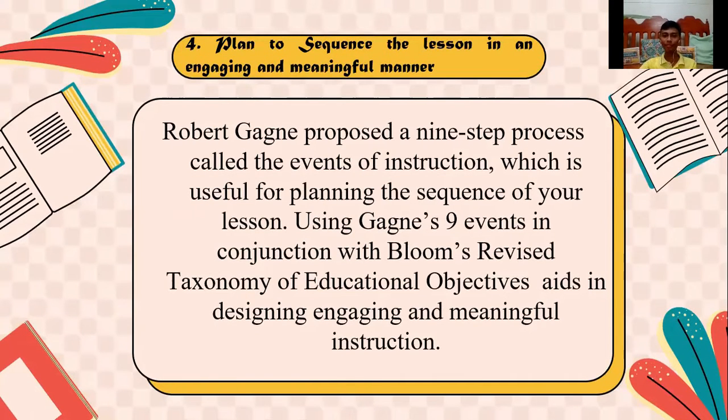Robert Gagne proposed a 9-step process called the events of instruction, which is useful for planning the sequence of your lesson. Using Gagne's 9 events in conjunction with Bloom's revised taxonomy of educational objectives aids in designing engaging and meaningful instruction. Gagne's 9 events of instruction can help us build a framework to prepare and deliver instructional content while considering and addressing conditions for learning.